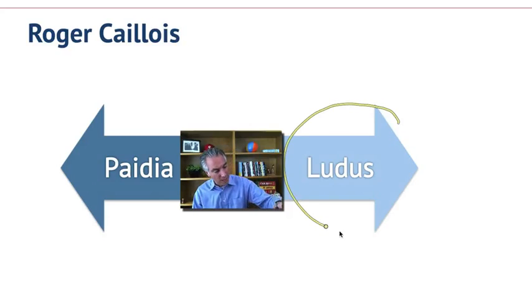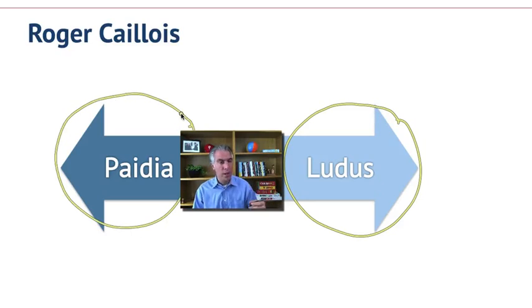Ludus, from that same Latin word that we talked about that basically means games; paideia, from the Greek for child, which we can represent as play. And Caillois looked at these as basically two different poles, two opposites at some level. So what does that mean?